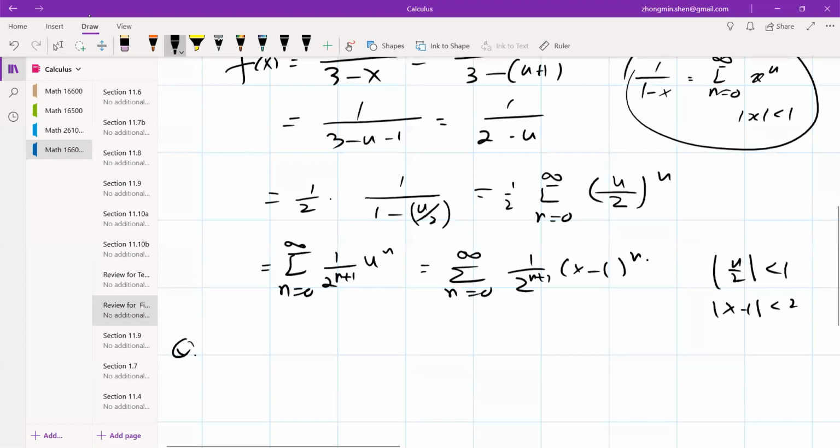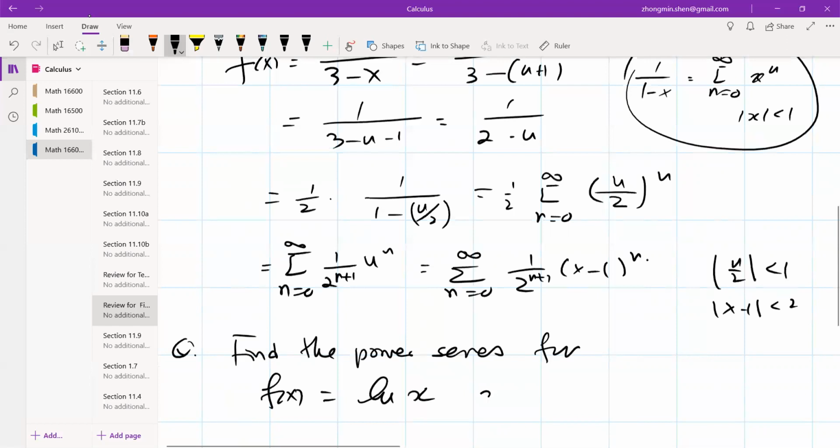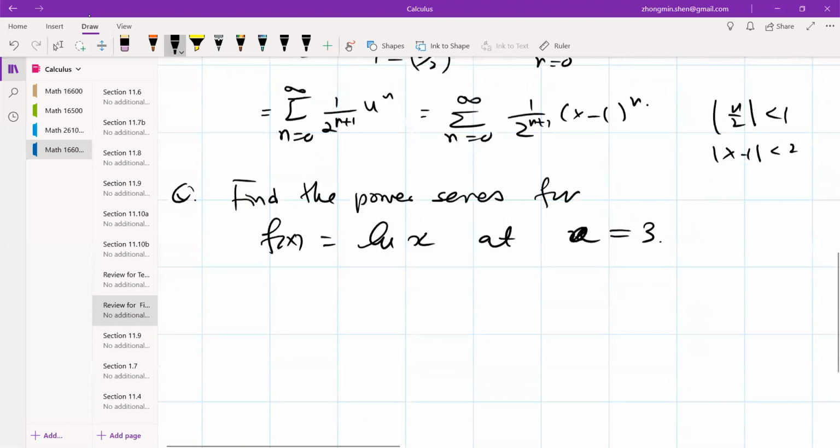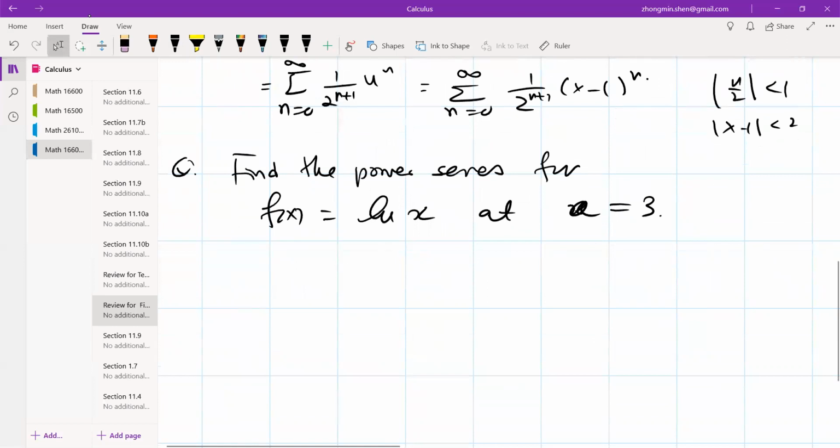So, I'm asking you to, in my email, I said find the power series for this function. It's going to be natural log of x at a equals 3, for example. Please do this problem. Do you remember the formula for the natural log? We have to use the formula for natural log of 1 minus x or 1 plus x, right?